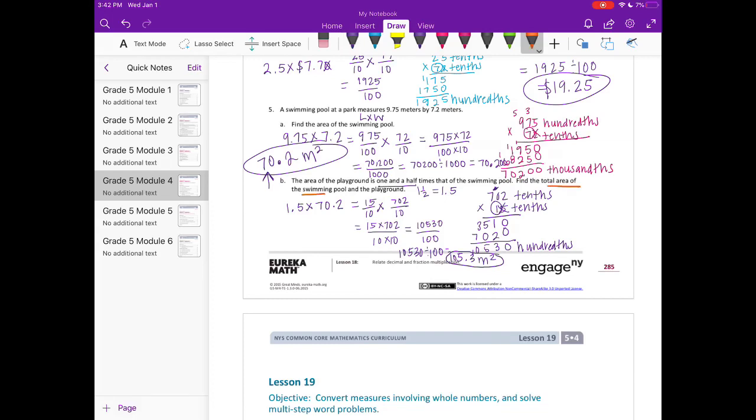the swimming pool and the playground. So we need to add 105 3/10 plus the area of the swimming pool, 70 and 2/10. So when we add those, we get 175 5/10 meters squared. So that is our final answer.